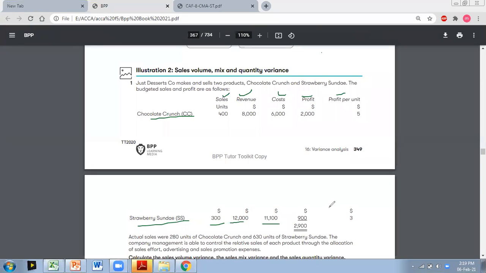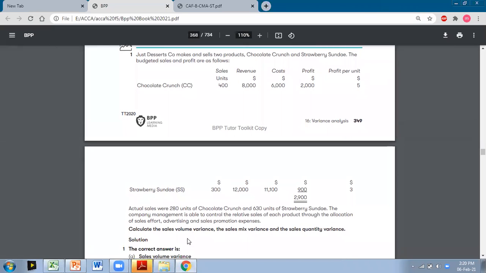Now, actual sales were 280 units for Chocolate Crunch and 630 units for Strawberry Sundae. The company management is able to control the relative sales of each product through the allocation of sales efforts, advertising, and sales promotion expenses. Now let's see, what do we have to calculate? We have to calculate the sales volume variance, sales mix variance, and sales quantity variance. For mix and quantity variance, we have to draw the same three columns as we had drawn in yield variance and volume variance for material usage variance.